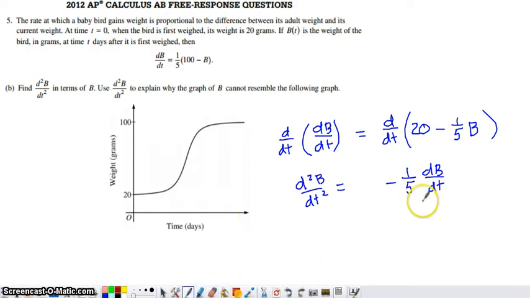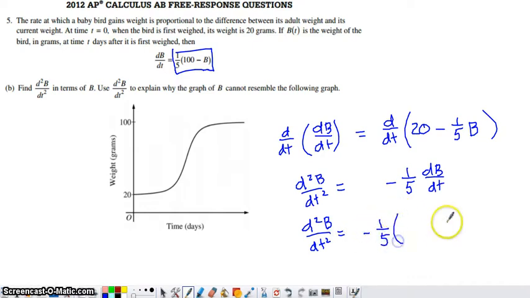This is not what they asked us to do, though, because it says find the second derivative in terms of b. Right now, our second derivative is in terms of db dt. So what we're going to have to do is figure out how to get b in place of this. Well, we know what db dt equals. It equals this. We can substitute this in place of the db dt in our second derivative. So our second derivative is going to be equal to negative 1/5 times db dt, which equals 1/5 times 100 minus b.